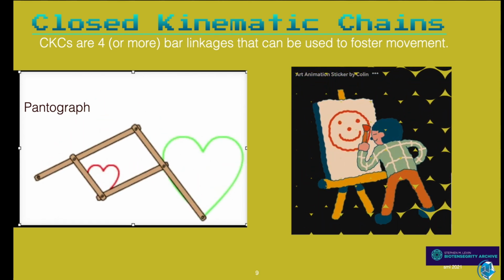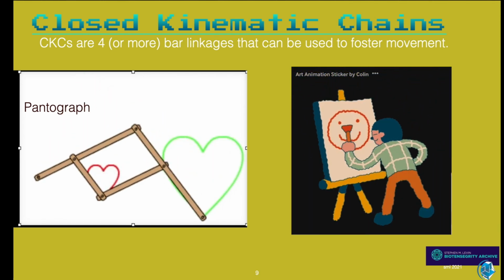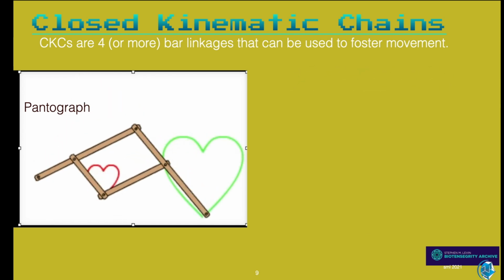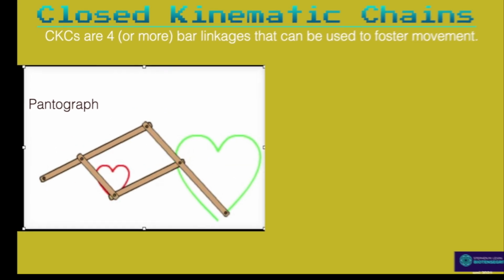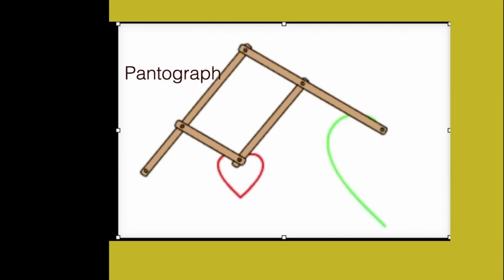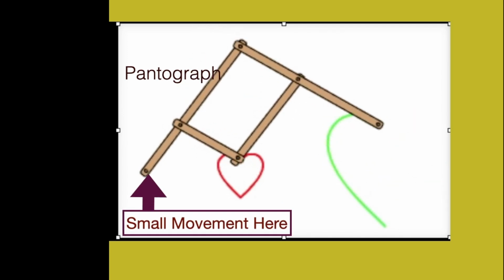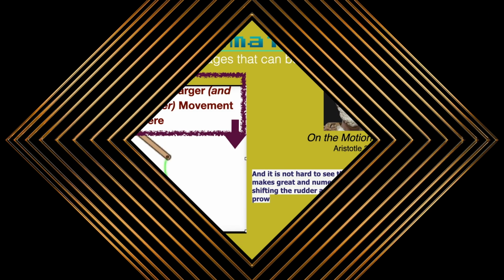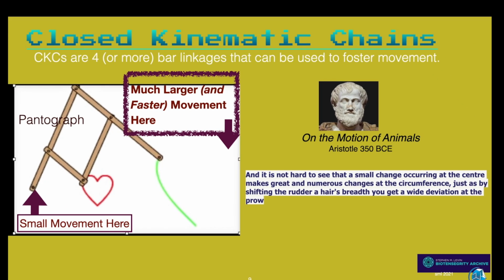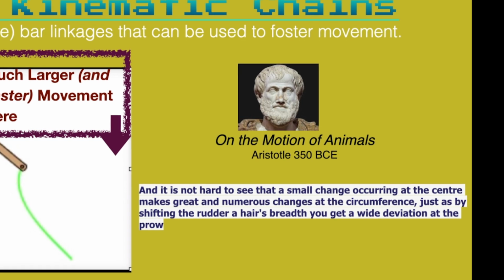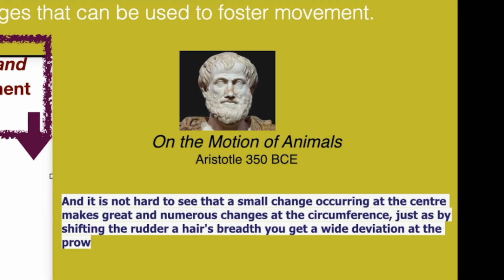Although not used much anymore, it was a common device used for copying and enlarging in the art world and in manufacturing. Here you see by copying a small drawing you can enlarge it several fold. Let's break down what's happening. Small movements at one end of the device come out as much larger and faster movements at the other end. In his treatise on motion of animals, Aristotle noted this back even before my time, in 350 BC.